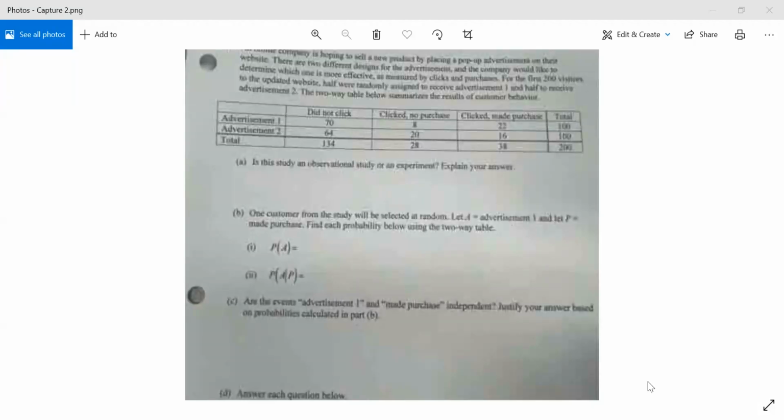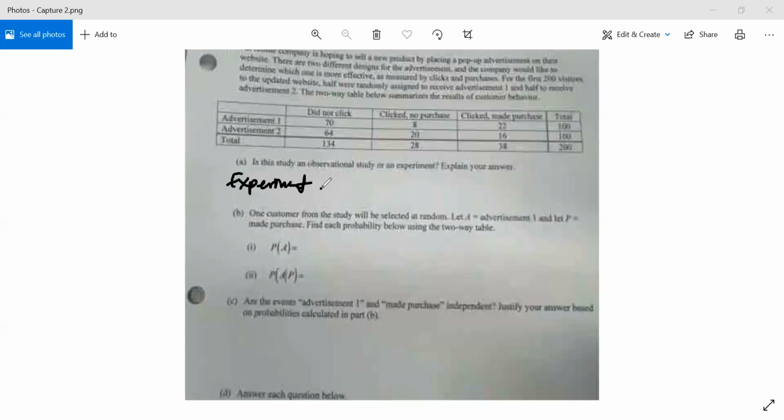Okay, so for this problem, part A asks: is this study an observation or an experiment? It is an experiment, because the customers were randomly assigned to a treatment of advertisement 1 or advertisement 2. Since they were randomly assigned, this will be an experiment.